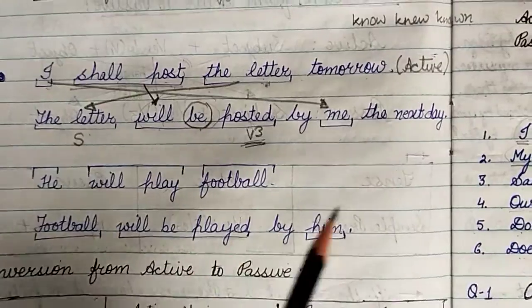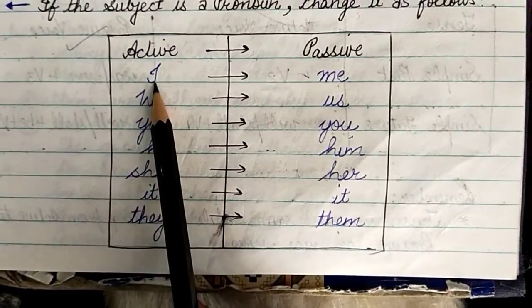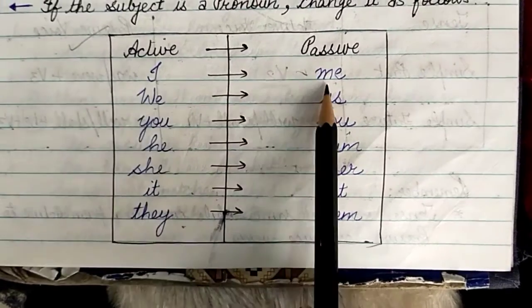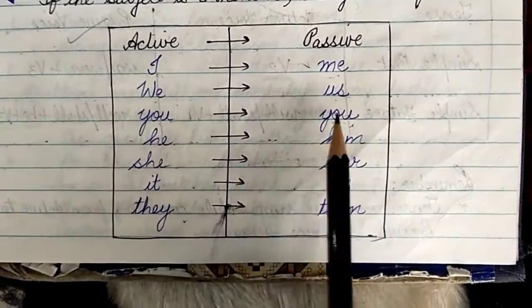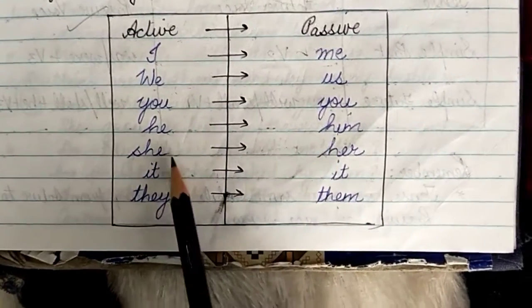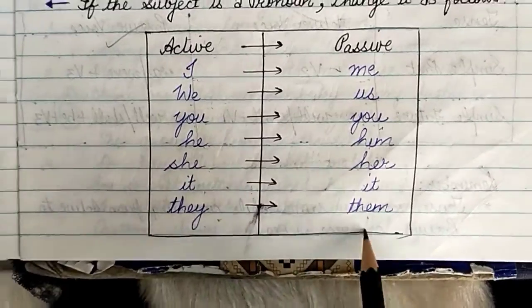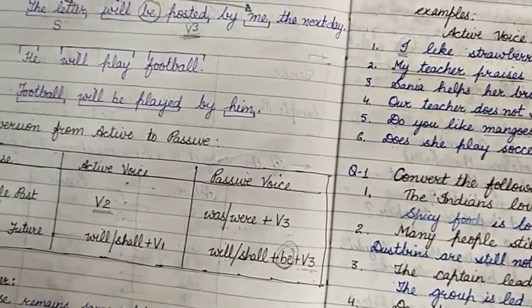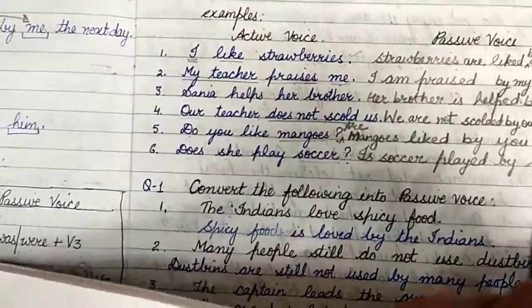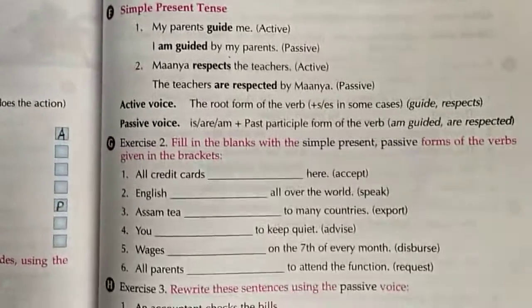I changes to me. And I already told you, if there is a noun, there is no change. But if you find a pronoun in a sentence of active, you change accordingly. I changes to me, we changes to us, you remains the same, he to him, she changes into her, it remains the same, and they changes to them. So this was all the concept of active, passive, right?